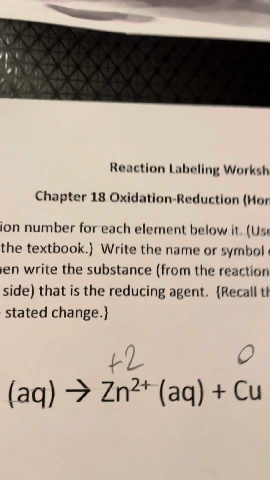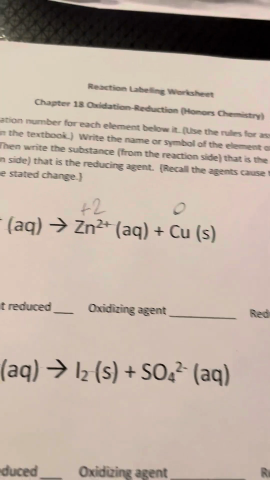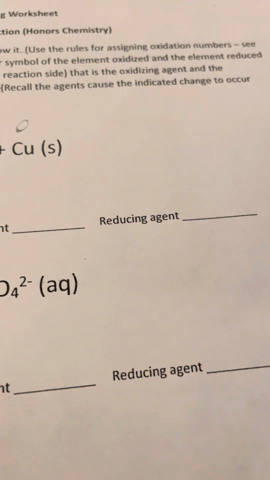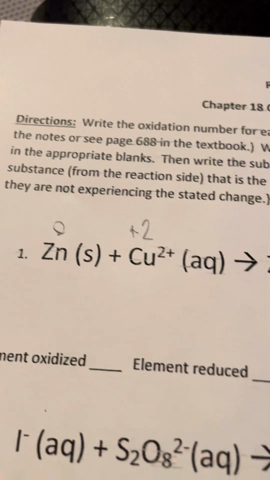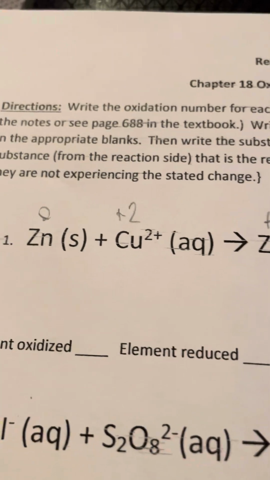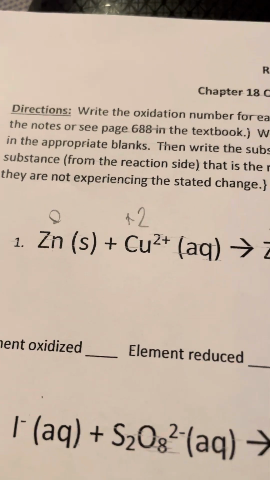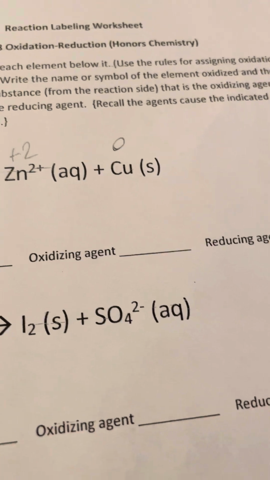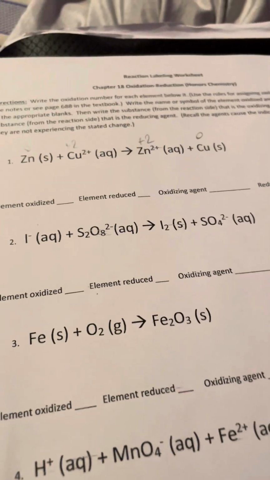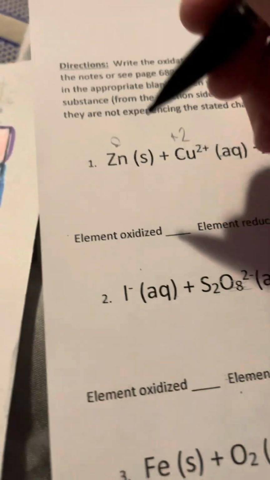Write the oxidation number for each element below it. Okay, below it, I wrote it above it. Too bad. Write the name or symbol of the element oxidized and the element reduced. Okay, we'll do that. Then write the substance from the reaction side that is the oxidizing agent and the reducing agent. It does not say we need to do anything about writing out the equation for it, but I'll write it out for this first one anyway.